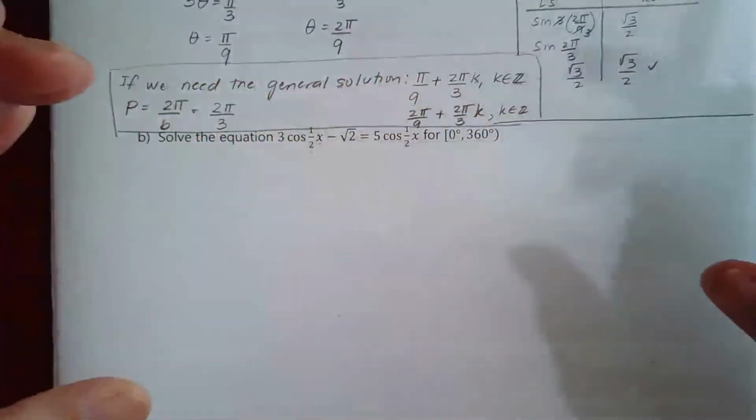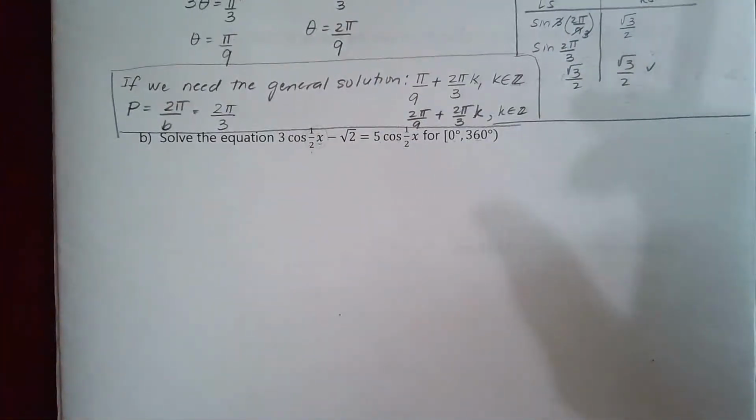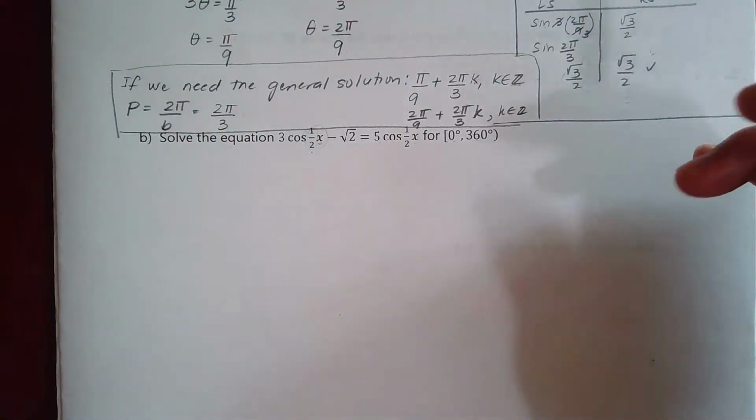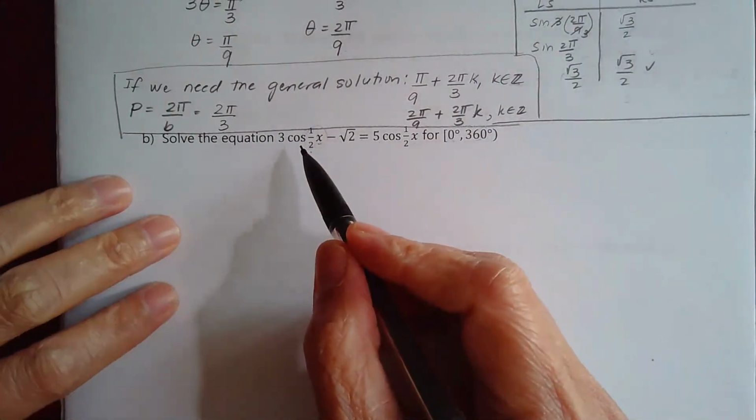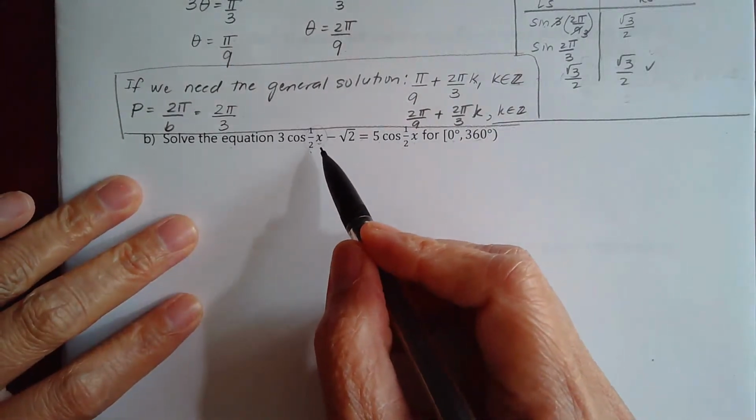Now, because it's stretched, we're going to be looking for a solution where there are going to be fewer solutions than it should be in every 2 pi. So let's take a look. We'll see what that looks like.